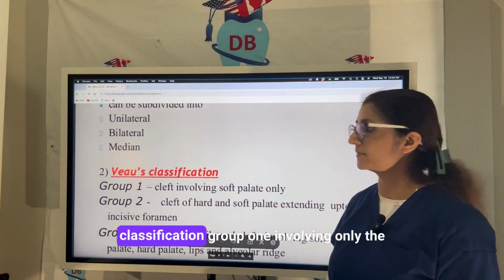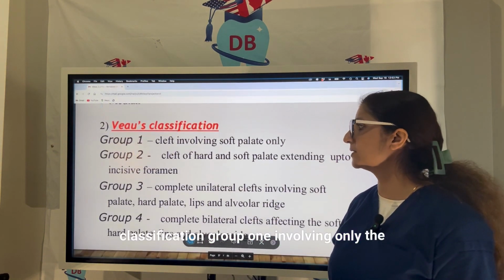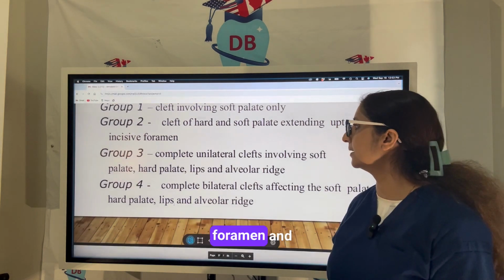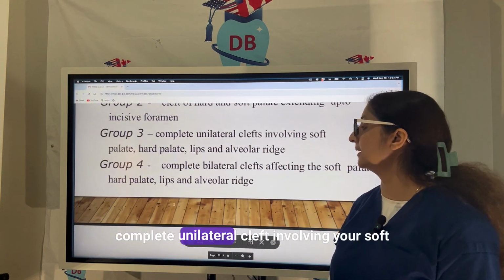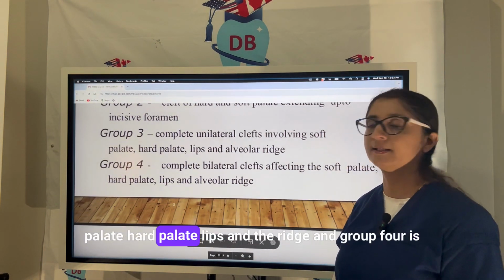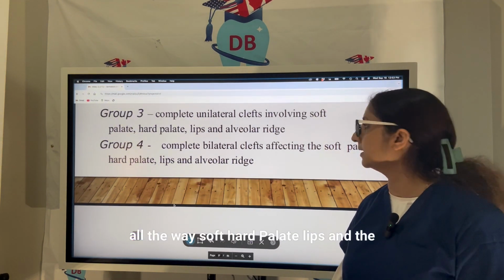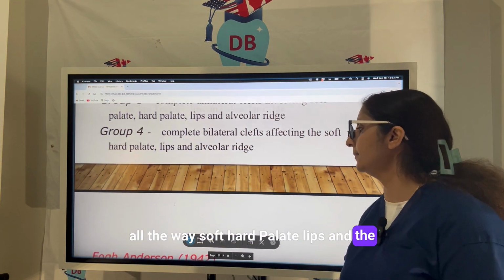Then is the Veau classification. Group 1 involving only the soft palate. Group 2, hard and soft palate going into the incisive foramen. Group 3, complete unilateral cleft involving your soft palate, hard palate, lips, and the ridge. And group 4 is complete bilateral cleft, which involves all the way soft, hard palate, lips, and the ridge.